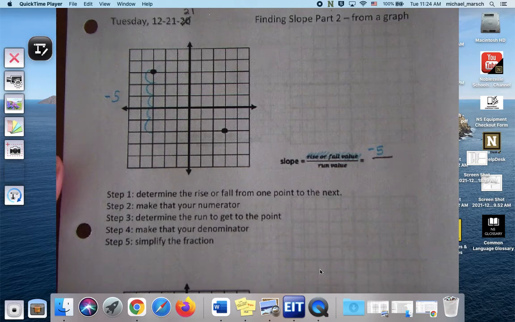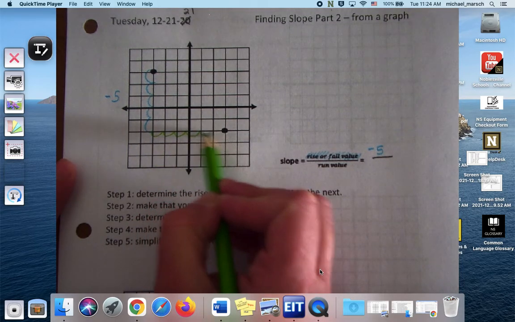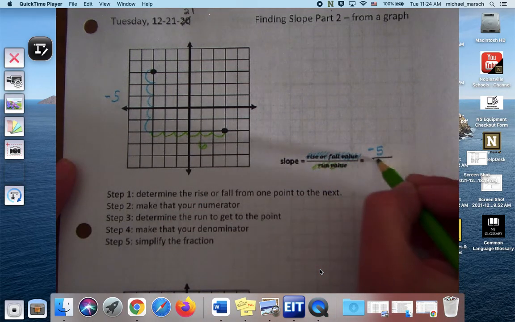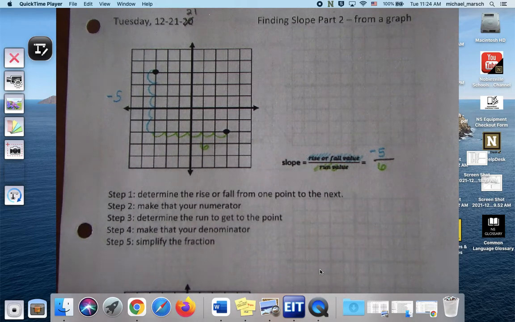And then I'm going to determine the run. 1, 2, 3, 4, 5, 6. That's going to be my denominator, step 4. And I have my slope. That's all we have to do. That is so easy. That's how you find slope from a graph.